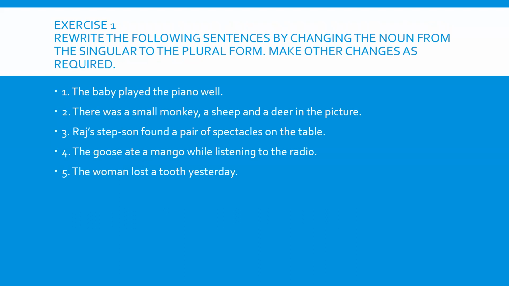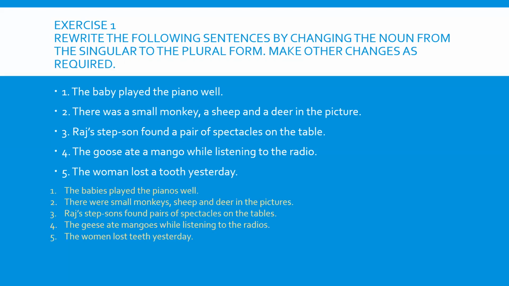Rewrite these sentences by changing the noun from the singular to the plural form. But be careful because you have to make other changes too. Make other changes as required. You always need to make other changes if it is necessary. I'll show you how. First sentence, the baby played the piano well. Pick up all the nouns from the sentence and then change the nouns to the plural form. Do the same for the second, the third, the fourth, and the fifth sentence. So what are your answers?